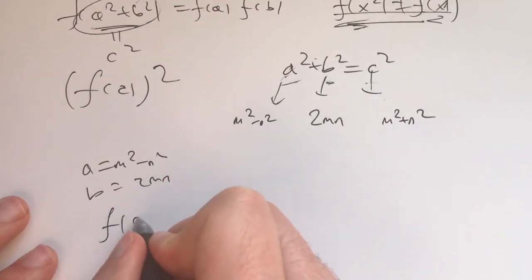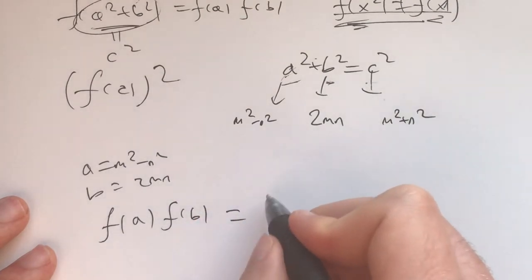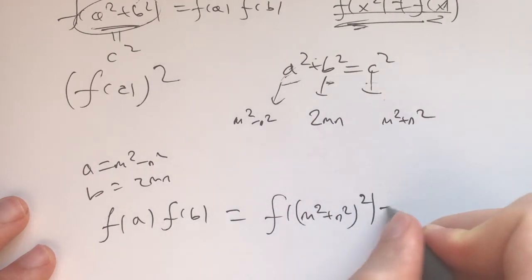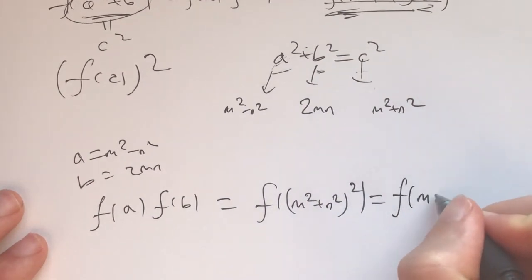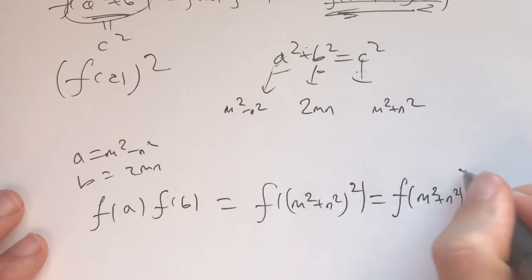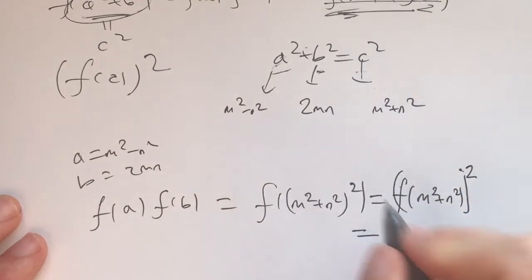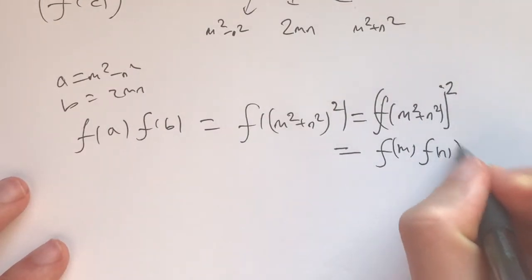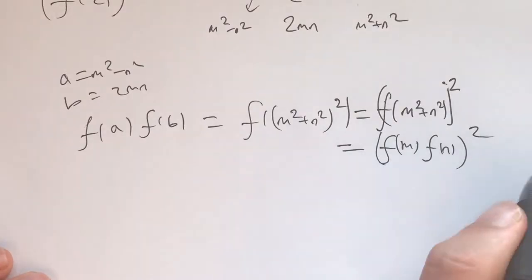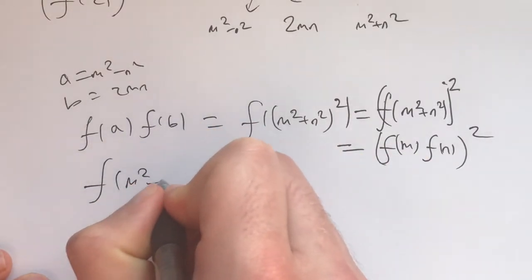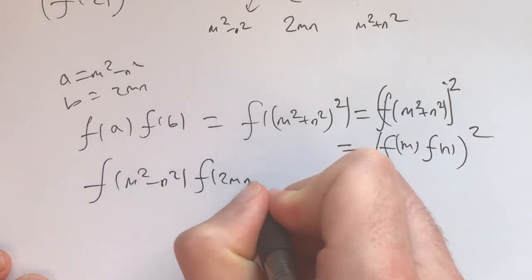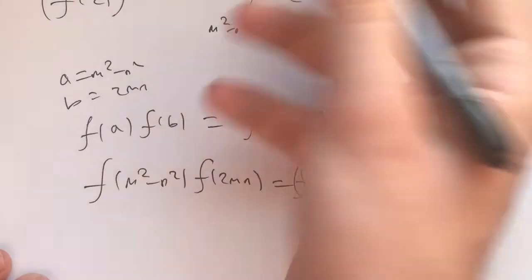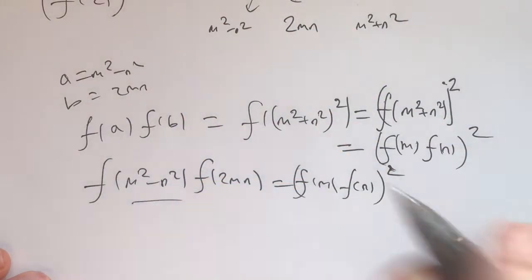We'll get f(a)f(b) is equal to f(m^2+n^2) squared, which is going to be equal to f(m^2+n^2) squared outside. And now this is going to be equal to (f(m)f(n)) squared. And now this we can use to finish the problem, because this is f(m^2-n^2, 2mn) is equal to (f(m)f(n)) squared. Say we already have that odds case finished up, and now we're looking for the evens case.